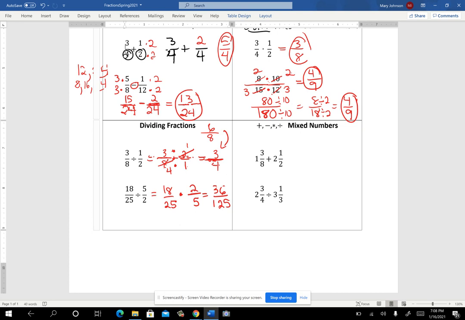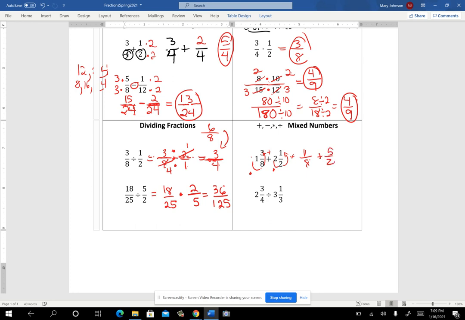If you don't use your calculator, you're doing it by hand, I recommend you just convert each of these to improper fractions. So that's 1 times 8 plus 3. So multiply these guys and then add that one. 2 times 2 plus the 1. Okay, so you would wind up with 8 plus 3 is 11 eighths. Okay, and then here 4, 5 halves.